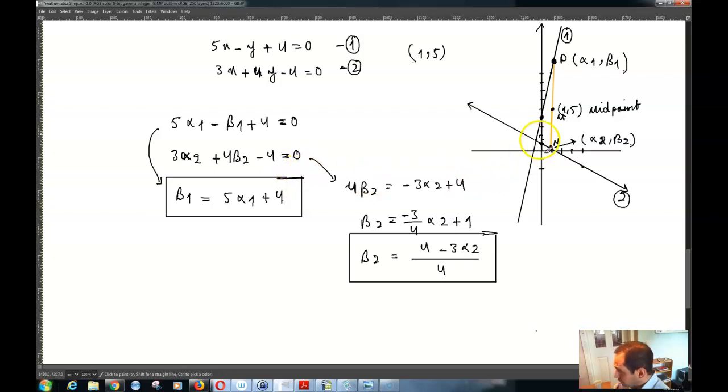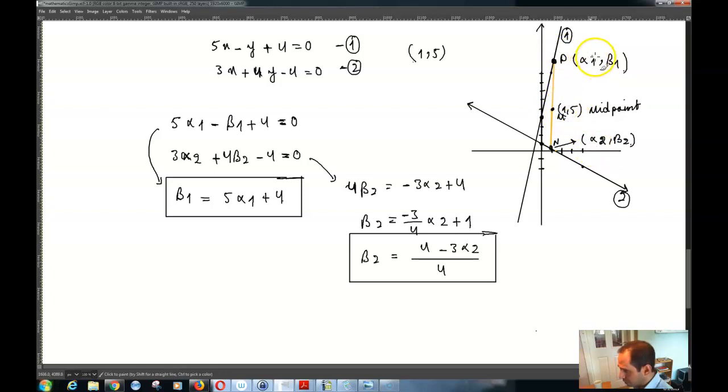Now we are given that the midpoint of the segment of the required line between alpha 1, beta 1 and alpha 2, beta 2, between these two lines, the midpoint of this is 1, 5. That's basically what we assumed. So over here you have alpha 1, which is the x coordinate, and this is alpha 2, which is again the x coordinate, and the x coordinate related to the midpoint is 1.